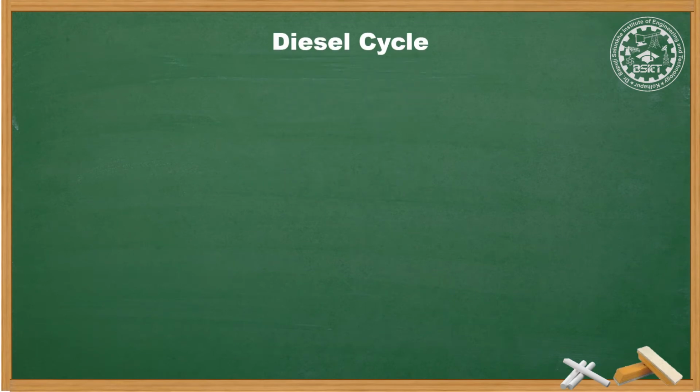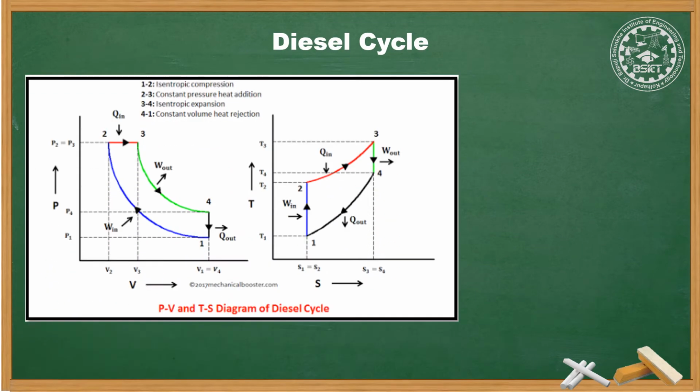The diesel cycle, as shown in the figure, consists of PV and TS diagrams. In the PV and TS diagrams, the different processes, 1 to 2, 2 to 3, 3 to 4, 4 to 1, are marked with different colors for your understanding. Consider process 1 to 2. Process 1 to 2 stands for adiabatic compression or isentropic compression, and it is shown by the blue line in the PV diagram. In this, the air is compressed.